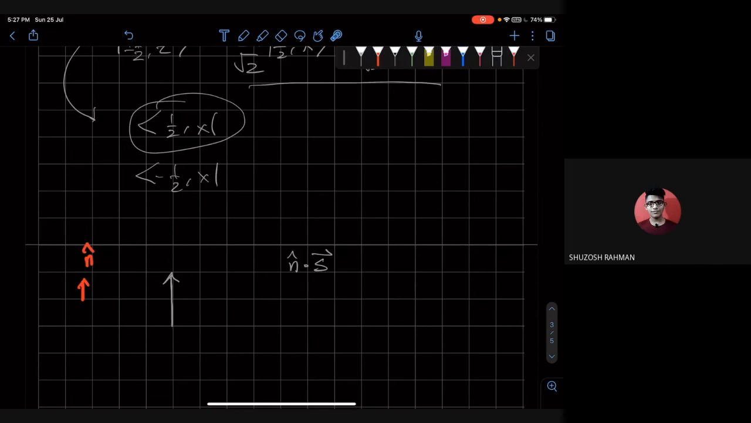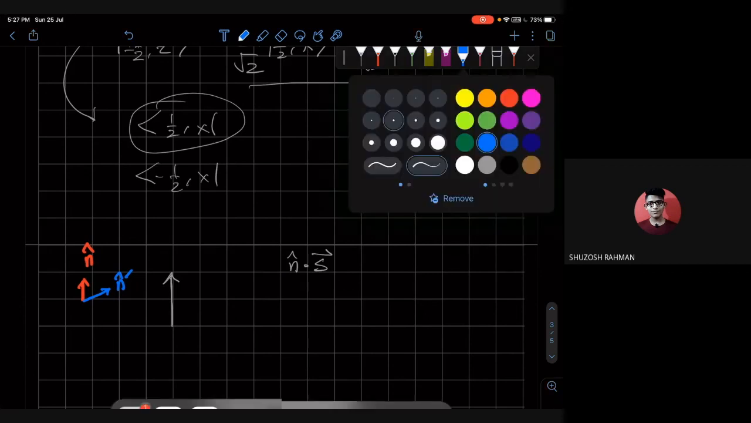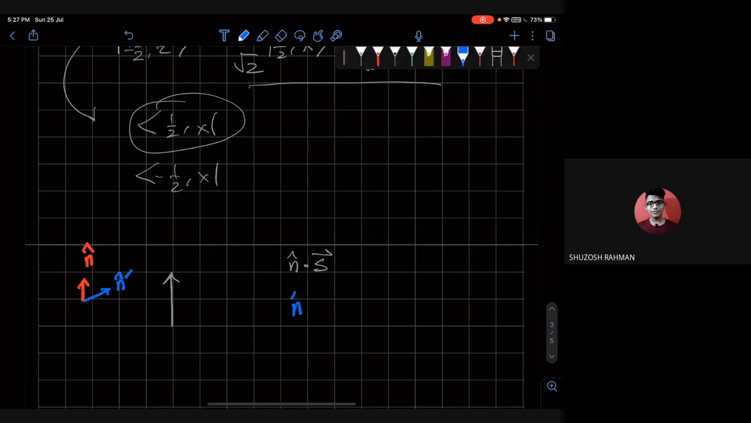So if you choose any direction that is not parallel to this direction, suppose you choose some other direction, say n prime, then if you look at the eigenstates of the n prime dot s operator, the eigenstate of this operator will always be expressible in terms of the eigenstate of this operator, and vice versa, right?